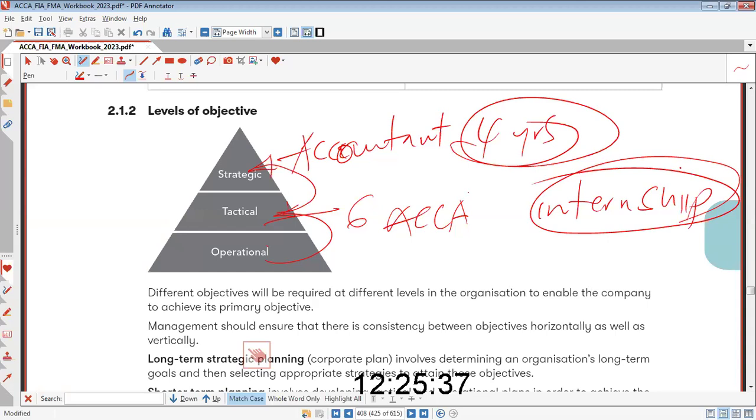So that is tactical. Then operation is your monthly or 3-month plans. That's, I need to do MA, BT, FA the next 3 months. So you manage it slowly. So by the end of the year, you've achieved your 6 papers. So when you keep consistent achieving your annual targets, you realize that you end up achieving your strategic targets.